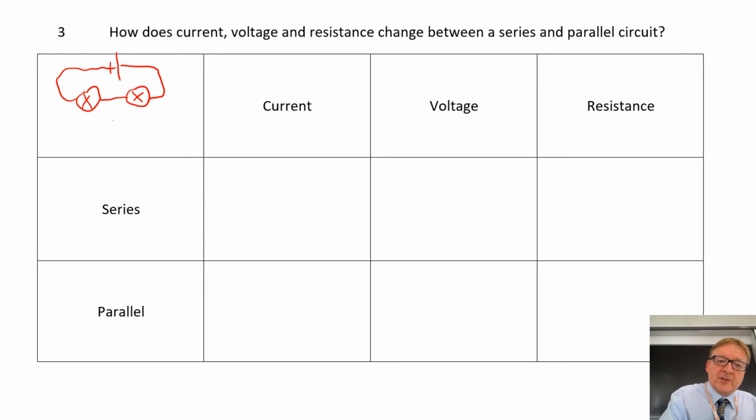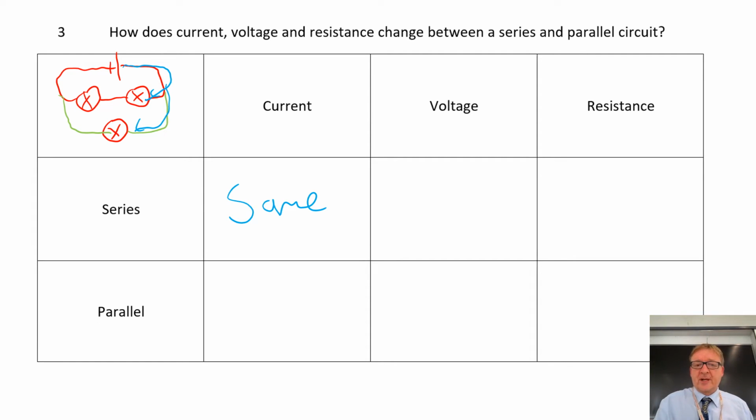A parallel circuit: if I then draw in another bulb, and draw another wire in a different colour, it can go down there and it can go down there. So now electricity can come out of there and it can go that way and it can go that way. Now, current in a series circuit always stays the same.